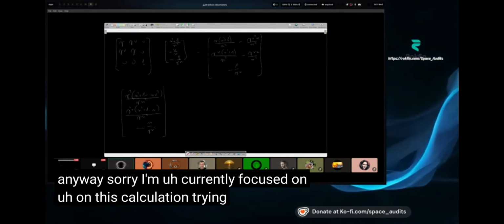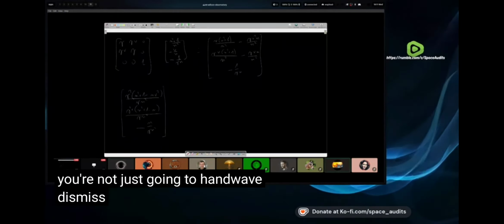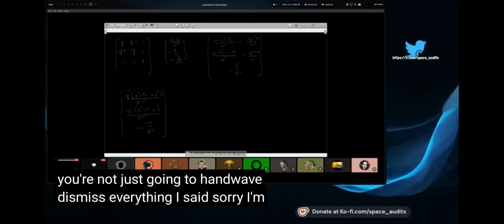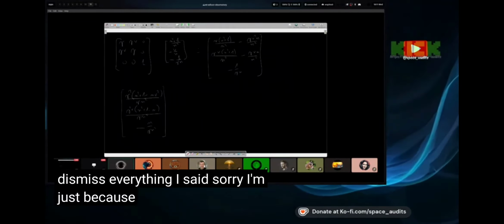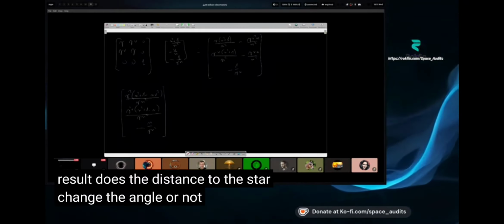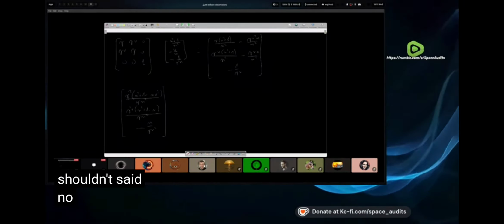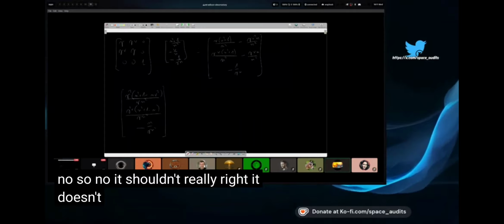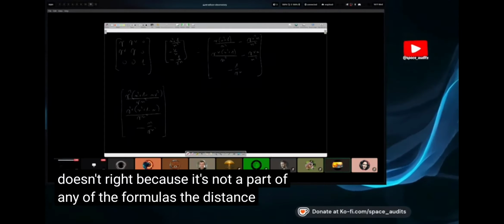Sorry, I'm currently focused on this calculation, trying to figure out if I didn't make any mistake. Yeah, well, you're not just going to hand-wave dismiss everything I said. Sorry, I'm just... because I want to arrive at some result. Does the distance to the star change the angle or not? Shouldn't. You said no. So? No, it shouldn't really. Right, it doesn't. Right, because it's not a part of any of the formulas. The distance to the star doesn't matter.